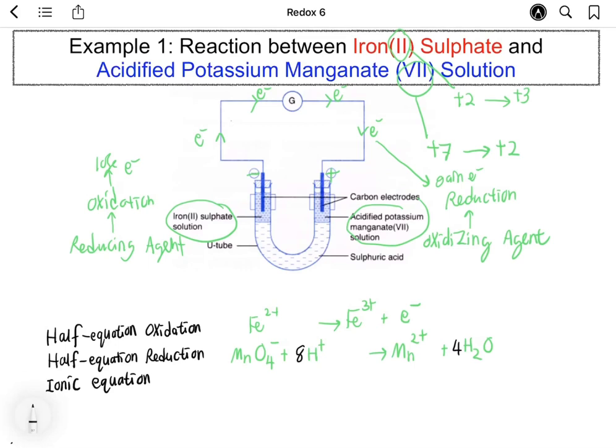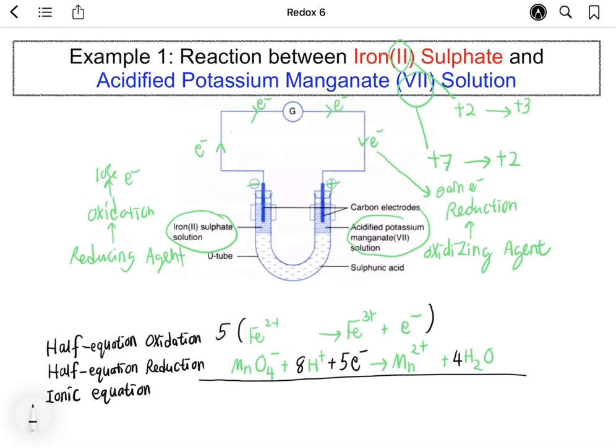Step 4, we add electron, and since this is a reduction process, gain of electron is written in the reactant. The charge in the reactant is now -1 plus 8, that makes it +7, and the product is +2. So in order for this charge to be balanced, there must be 5 electrons, so it becomes +2, and the charge is balanced. Now, in order to obtain the ionic equation, we will need to combine these two half equations. However, the number of electrons released in the oxidation half equation and the number of electrons received in the half equation of reduction is not the same.